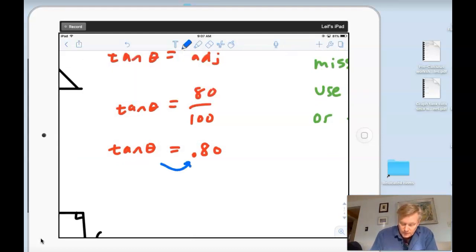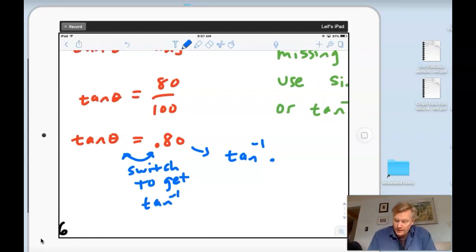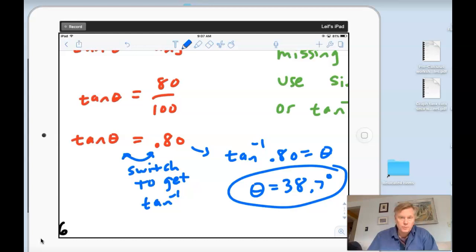So I switch these, and I get the inverse tangent of 0.8 equals theta. And that's something you can now punch into your calculator, okay? So if I take my 0.80 and go second tan, I get 38.7 degrees, okay? Make sure, once again, you're in degrees, not radians or gradians.